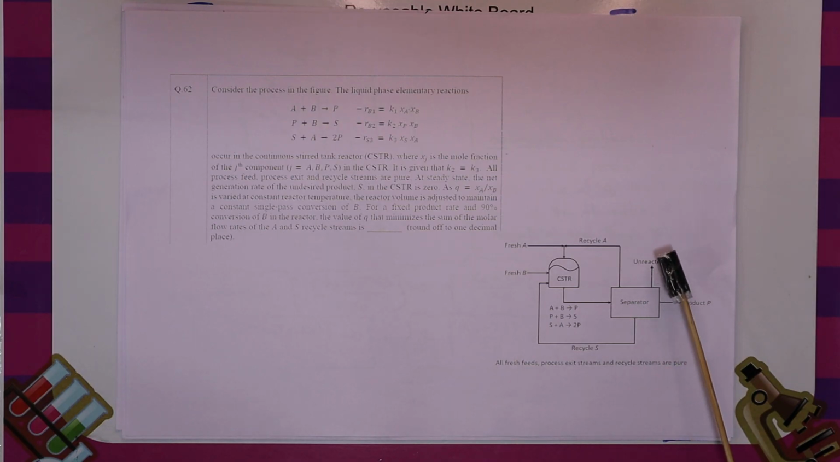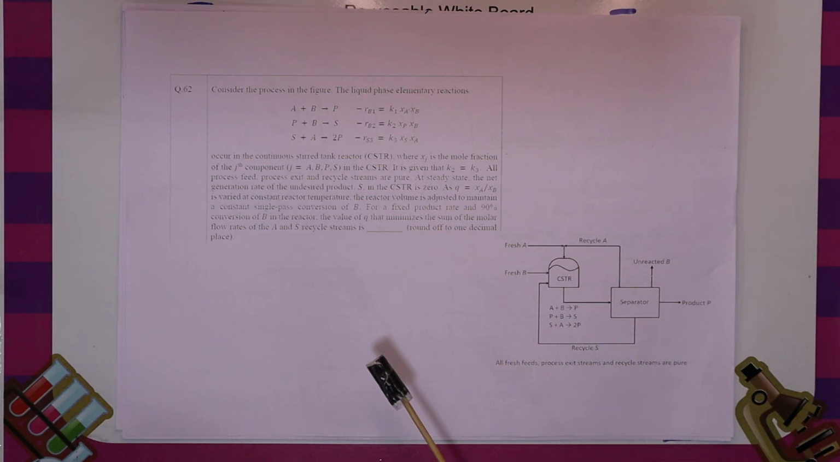And the unreacted B is removed. It is not sent back to the reactor, and the product P is removed from this particular separator. That means the separator does the job of recycling A back to the reactor, recycling S back to the reactor, and removing unreacted B and the product. Both A and B are feeds for the reactor, but B is removed and only A is recycled.